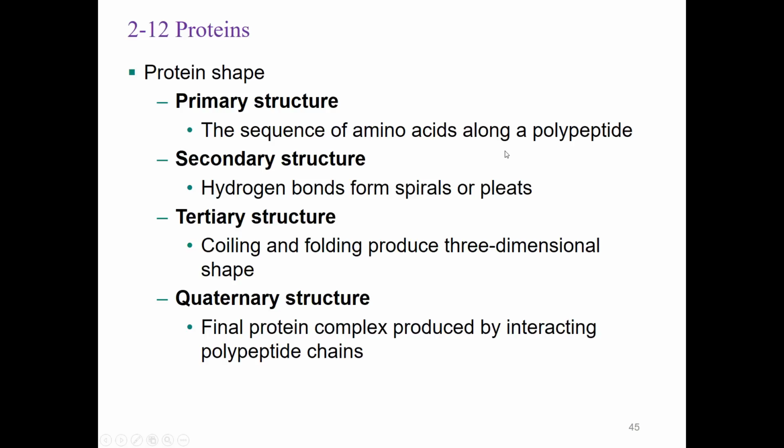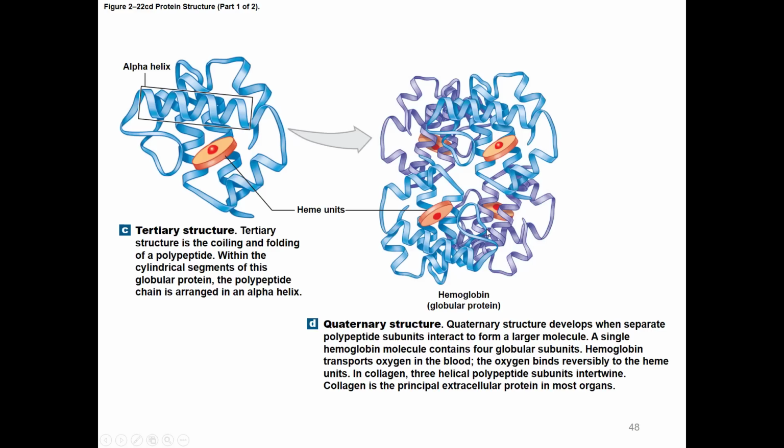Tertiary structure is when the protein coils and folds, producing a three-dimensional shape. So that's even more complicated yet. So here's a tertiary protein. You can see it has coils in it, and they're all folded up. So it makes it a little bit more globular, a little bit more large. That's a tertiary protein.